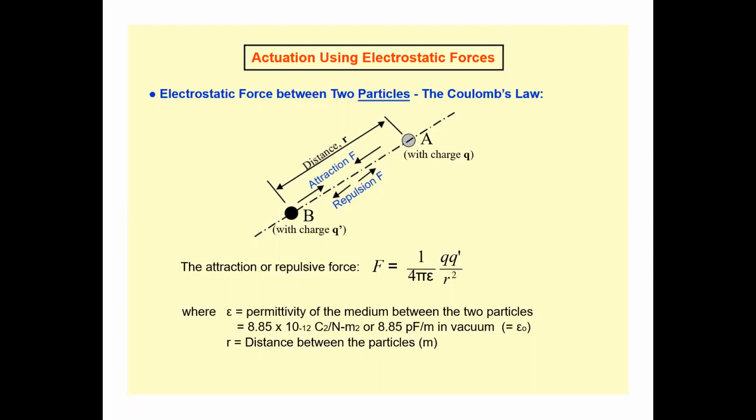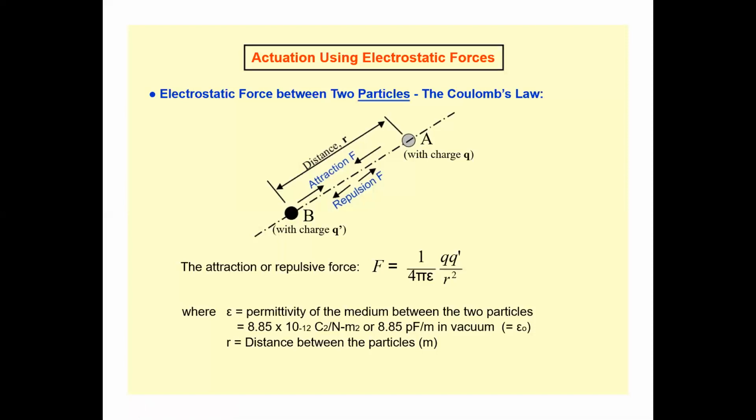The beauty of this electrostatic actuator is that we can use it as an actuator as well as a sensor. The actuating principle is basically Coulomb's law. Coulomb's law says that if you have two charged particles A and B with charges Q and Q dash and a distance r between them, there will be an attractive or a repulsive force depending upon the charges.